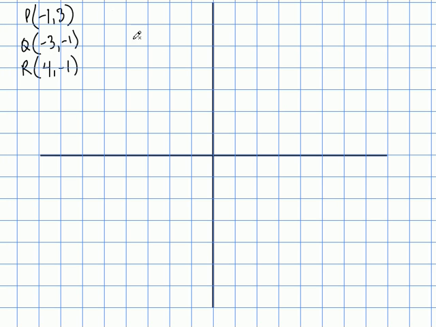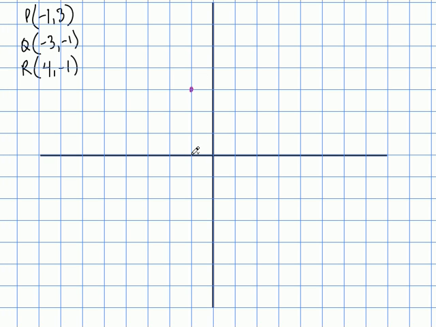What we're going to do is plot these points, and let's see what shows up. Let's use this purple. We're going to plot these points, make a triangle out of it, and then answer a couple questions about this. Okay, so -1, 3. So -1, 1, 2, 3 is right there. So that's point P. Make it a little bit bigger. There we go.